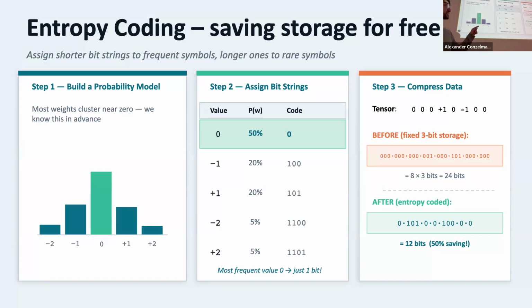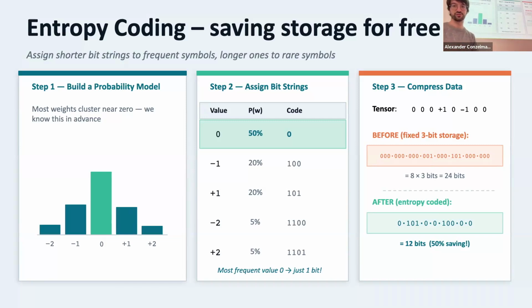So you want to assign, of course, the shortest bit strings to the most frequent symbols. So the weight value 0 might get the code 0. The weight value -1 gets 100, +1 gets 101, and so on. This will on average make some bit strings shorter and some longer, but because the frequent symbols have short bit strings, you will on average save space.